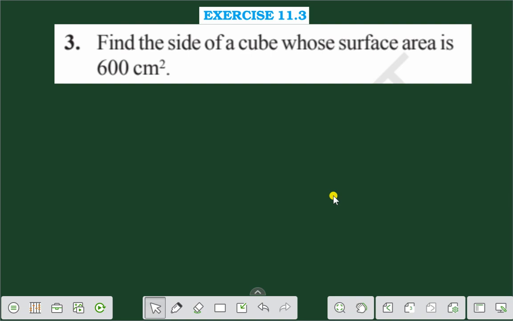Hello everyone. Today we shall discuss exercise 11.3 question number 3. Find the side of a cube whose surface area is 600 centimeter square. Right?